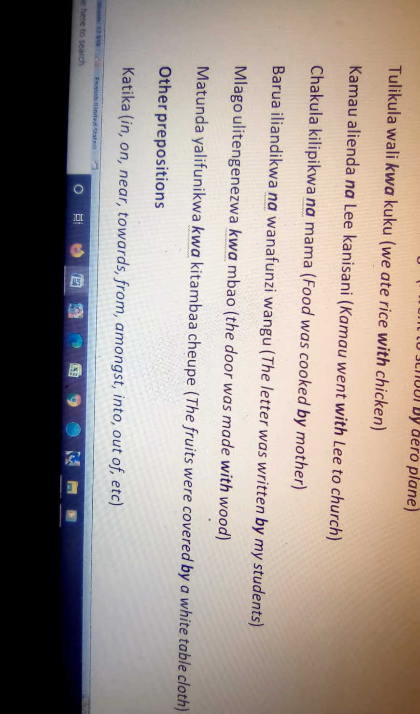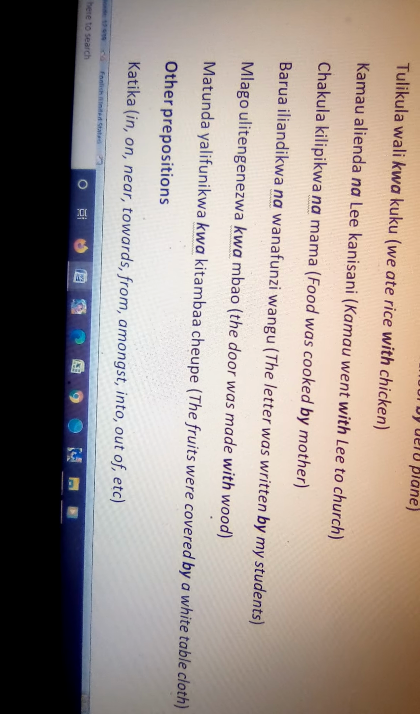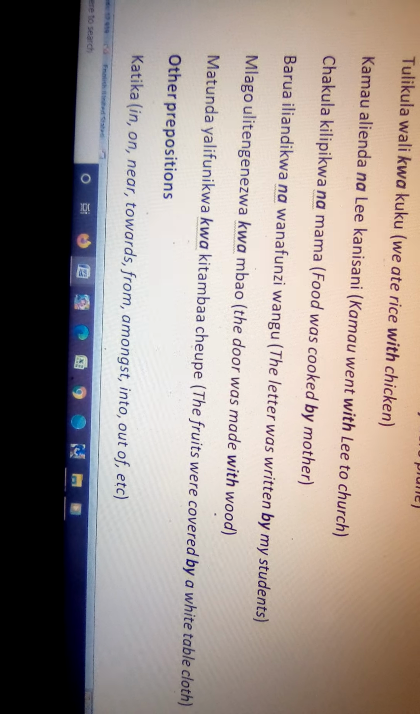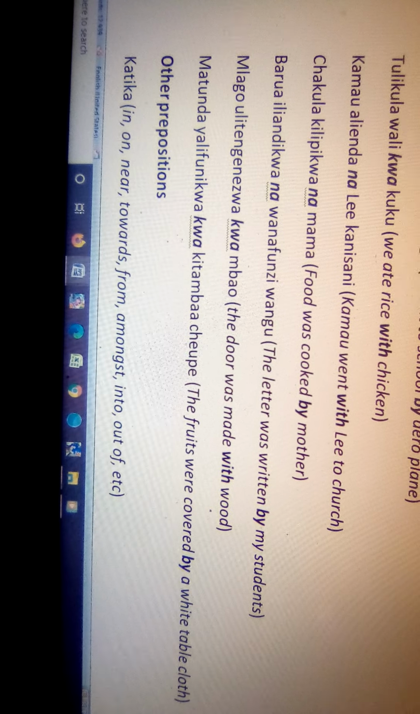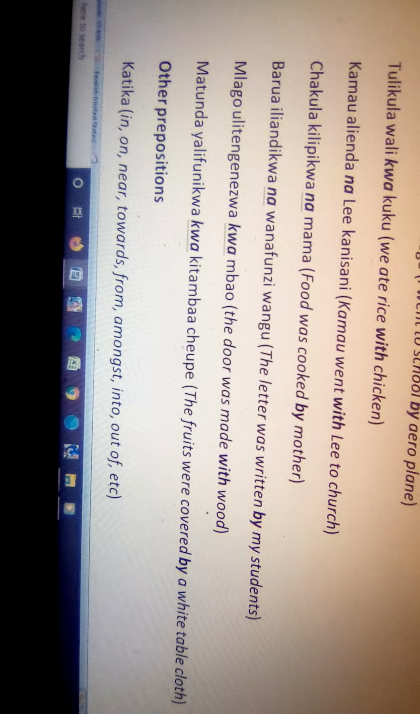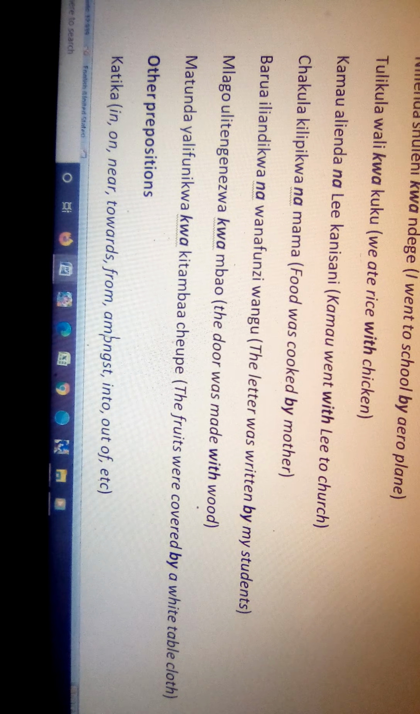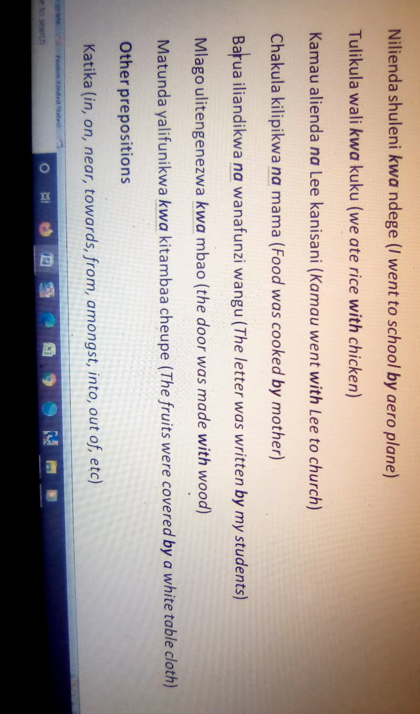Then we have matunda yalifunikwa kwa kitambaa cheupe. That the fruits were covered by a white cloth. Matunda are fruits, yalifunikwa, funika is to cover. Kitambaa is a cloth, cheupe comes from eupe is white.